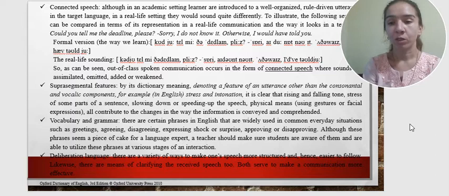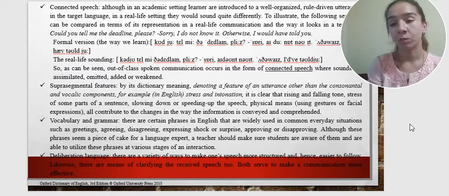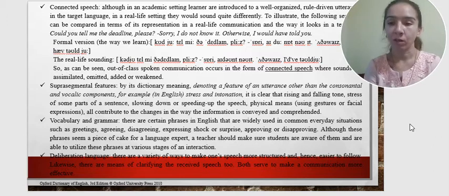So these signposting words or these markers help the listeners to follow our speech. So this means the speaker should be well aware of them as well.